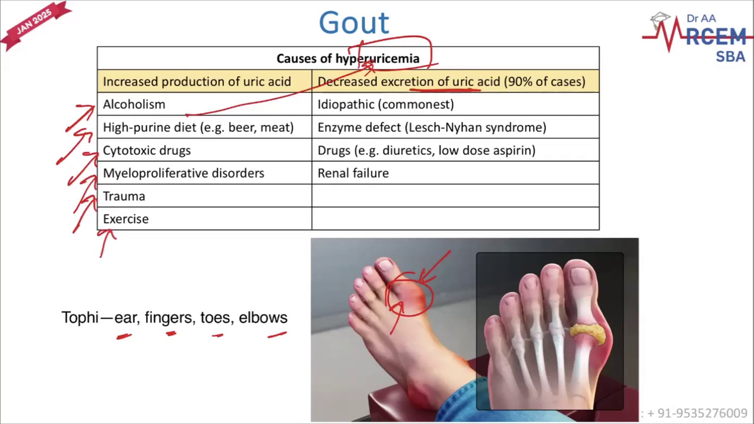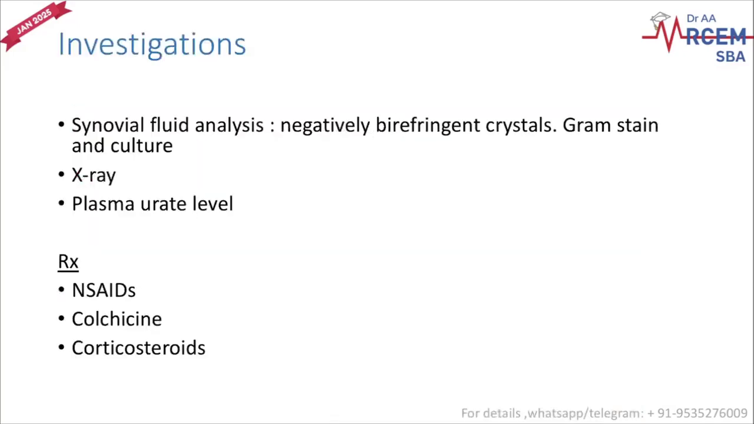Decreased excretion of uric acid is another pathophysiology, where there is decreased excretion. That's why there is an increased amount of uric acid in your blood. Most commonly, you do not know why there is a decreased excretion of uric acid. That's the commonest cause. So it is an idiopathic cause, the commonest cause. Some enzyme defects might be there. Some drugs like diuretics can cause it. Renal failure, obviously: your kidneys are not functioning properly, so uric acid levels will go high.